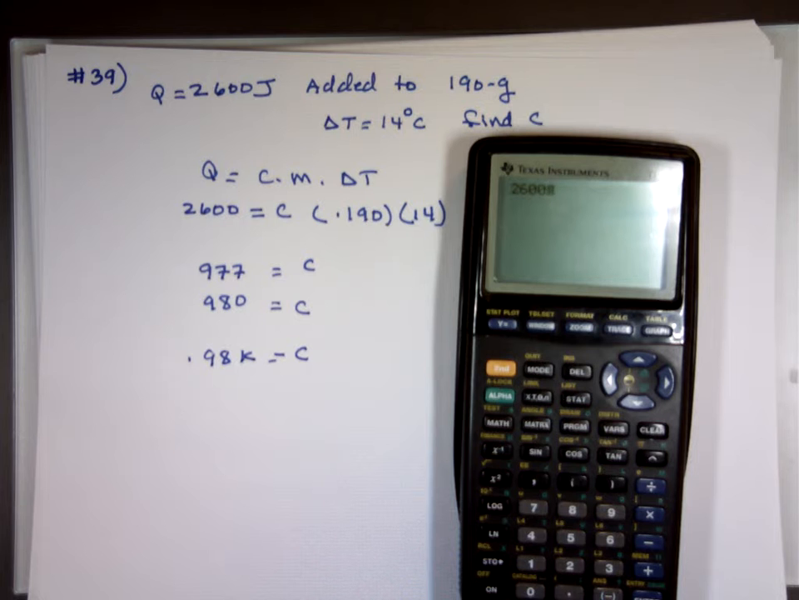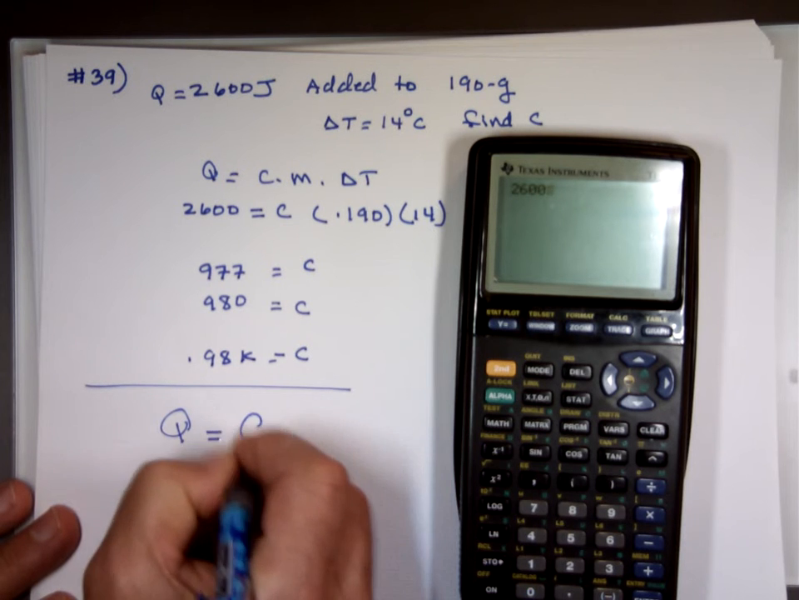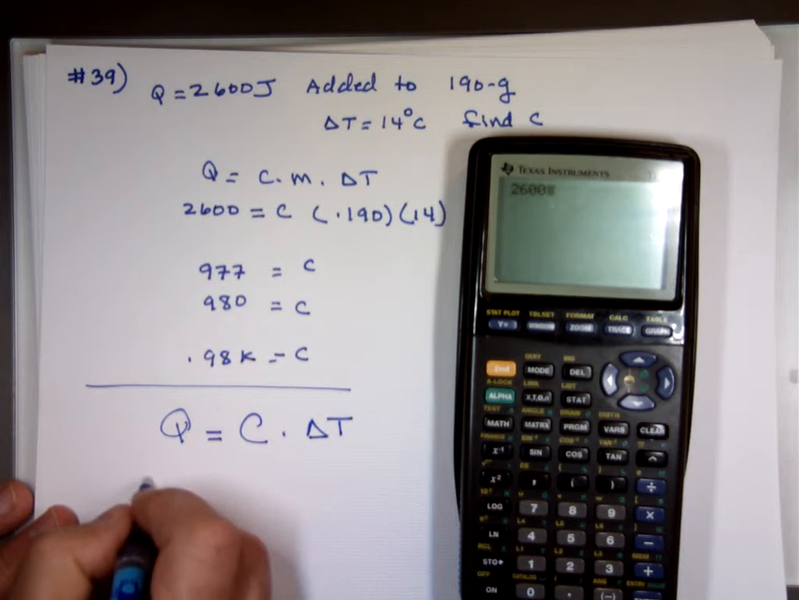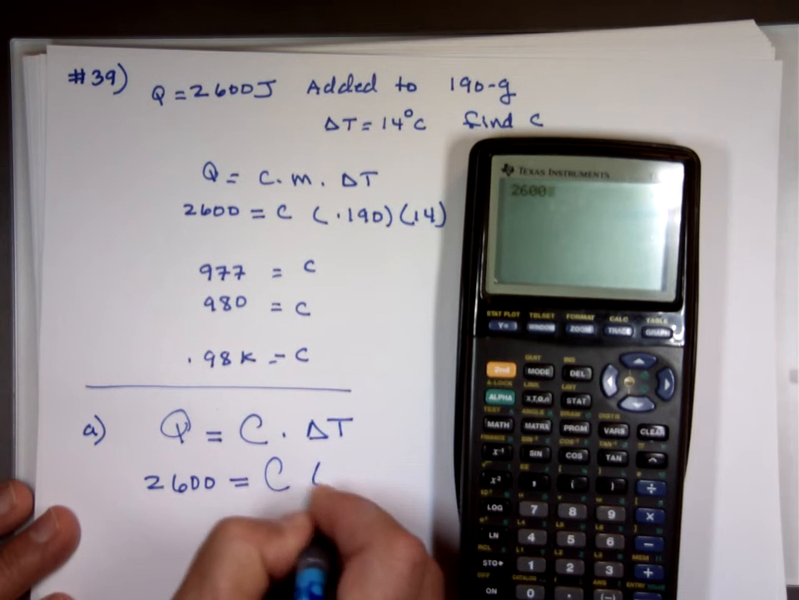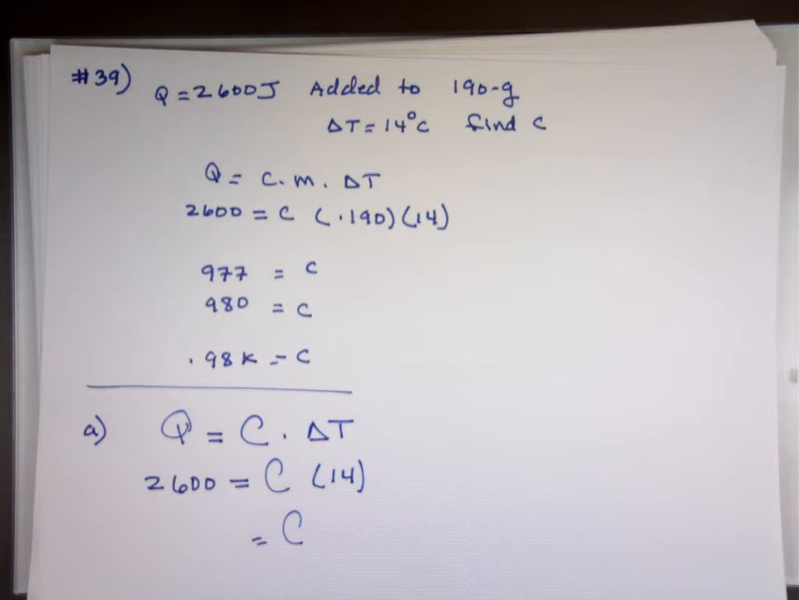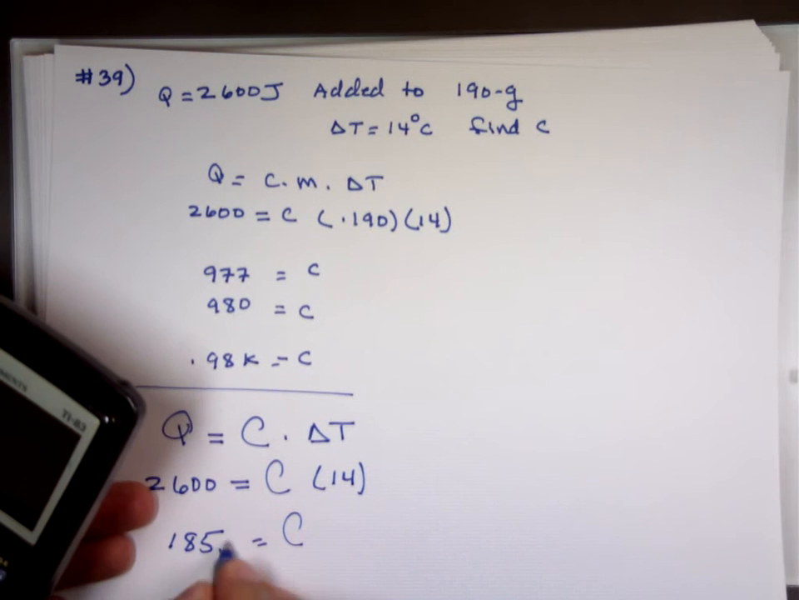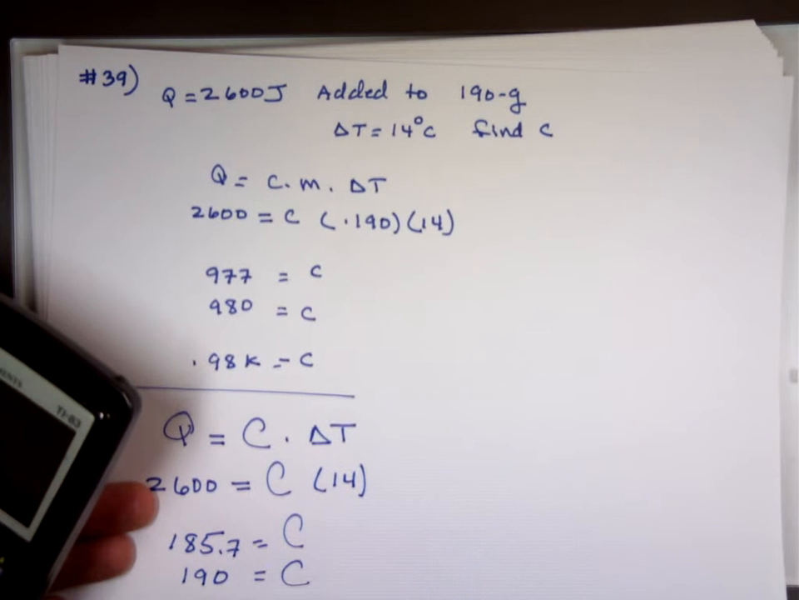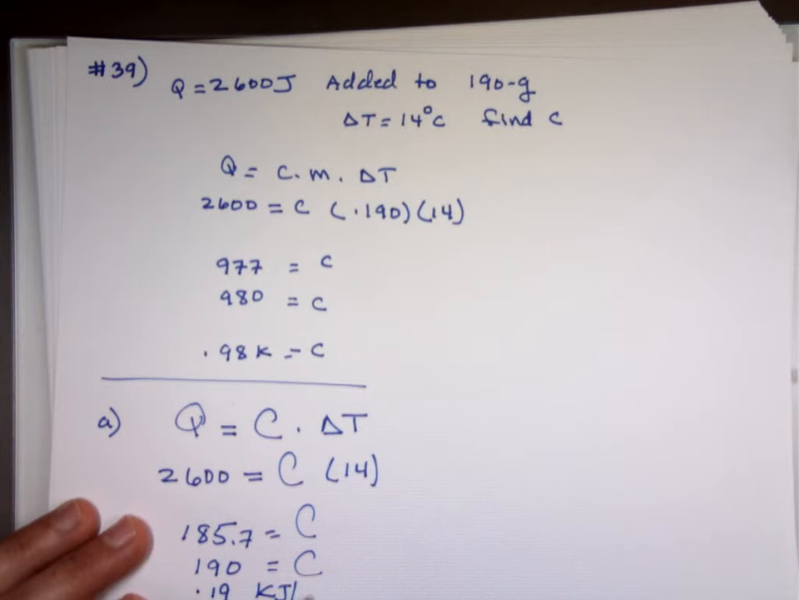In kilojoules per second. Well, if you look at part A, Q equals capital C times delta T. Q is what? 2600. This is part A. I didn't see the capital here. Capital C times the 14. That's 185, and they want two significant digits, that's 190. But they want it in K. It looks like in K that should be 0.19 kilojoule per degree Celsius.